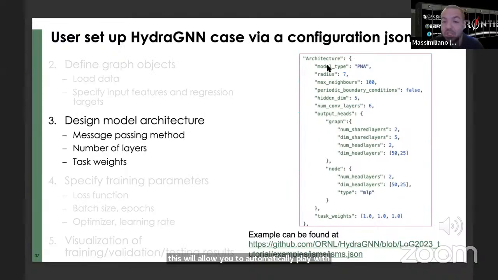Another important subsection of the architecture is output heads. As I mentioned again, Hydrogen NN gives you multitasking learning capabilities. However, for every head that you create in Hydrogen NN, you need to specify the details of this architecture. For graph level properties, the size of the graph level head is specified within the subgraph section of the JSON file, whereas the node section is used to specify the dimensionality of the heads that are in charge of making node level predictions.